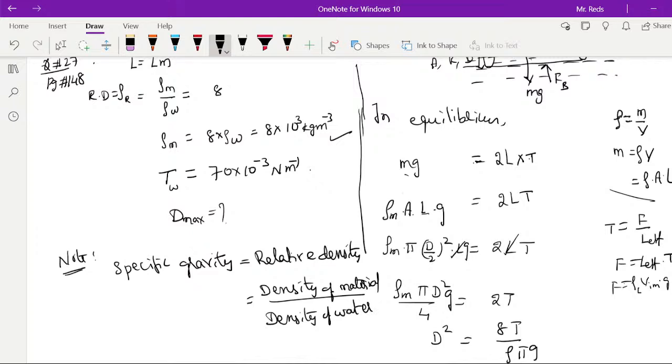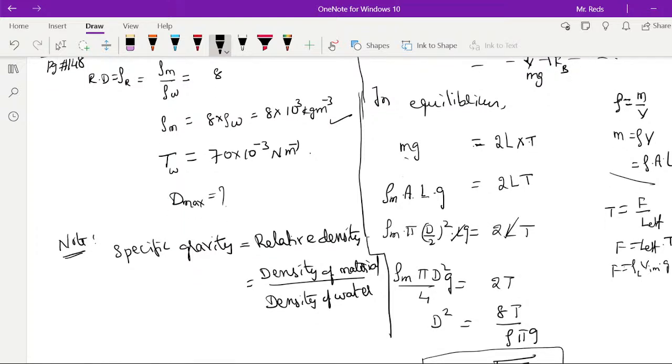So very simply we say density of what? Water, right? So here the relative density is given as 8. That means relative density is equal to density of material by density of water, and this is equal to 8. So from this, the density of material can be expressed as 8 into density of water.